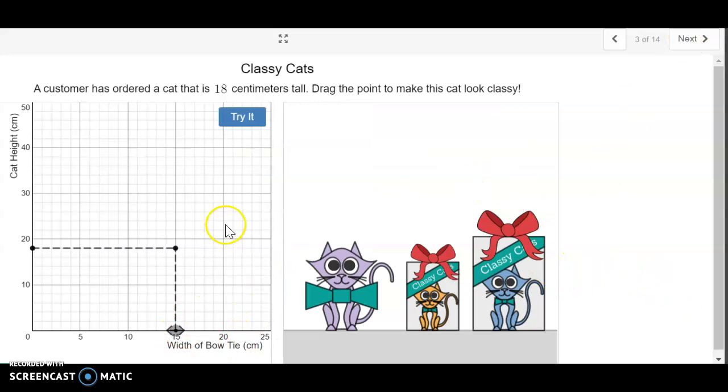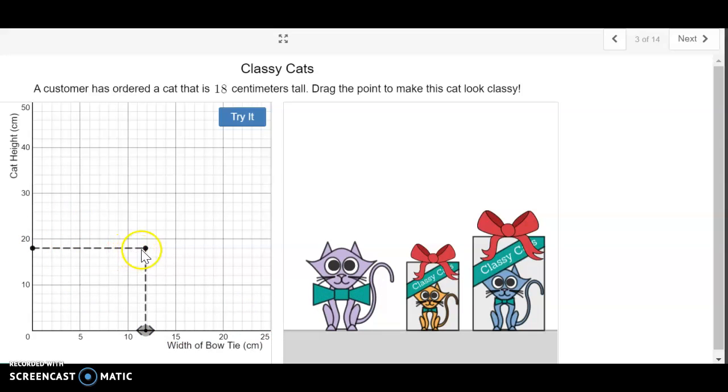Now you have an opportunity to play around with a cat and make it classy. Make this cat look classy. It's set that this customer has ordered a cat that is 18 centimeters tall, which means this height axis here is set at 18 centimeters. Your job is to play around with the x-axis, that's the width of the bow tie, to make it classy. Push the try it button, see how it goes with you, see if you can make a classy cat.